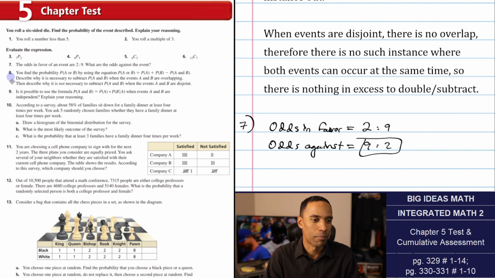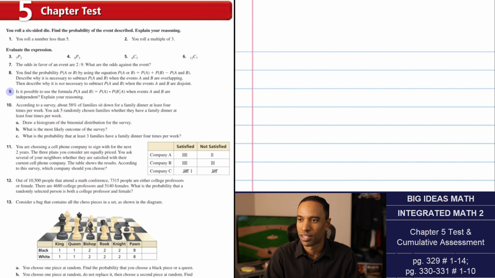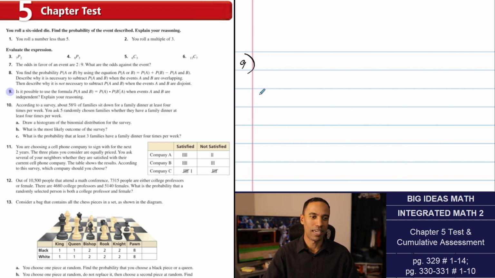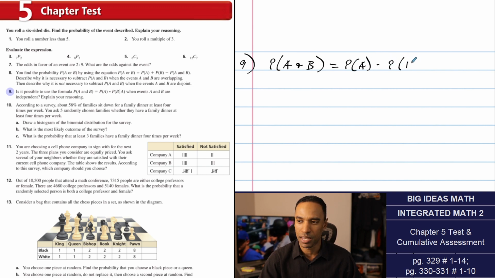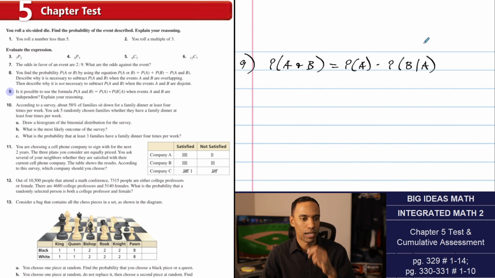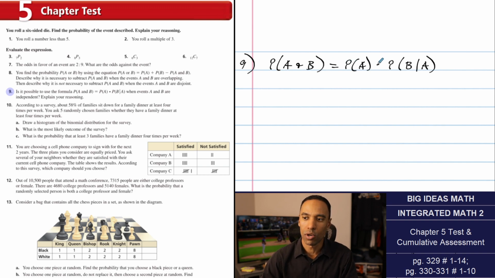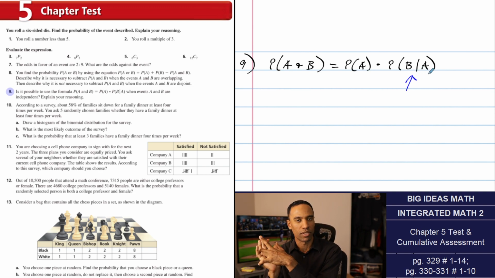All right, number 9. Is it possible to use the formula P(A and B) equals the probability of A times the probability of B given A? That's for a dependent case. When events are independent, explain your reasoning. Well, we don't use it in this case, but if we have an independent event, probability of B given A means the same thing as probability of B.